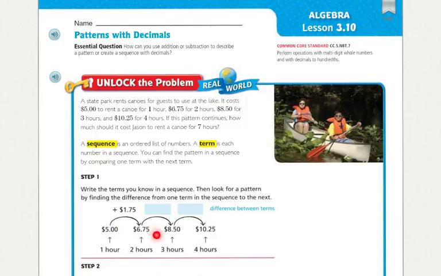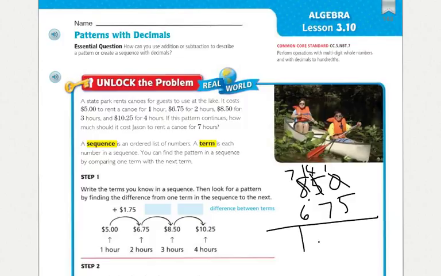So now let's compare $6.75 to $8.50. So we're going to do $8.50 compared to $6.75, and let's see what the difference is. Can't borrow from there, so I'm going to make this be 4. There we go. So I have $1. Look at that, interesting. It's $1.75.